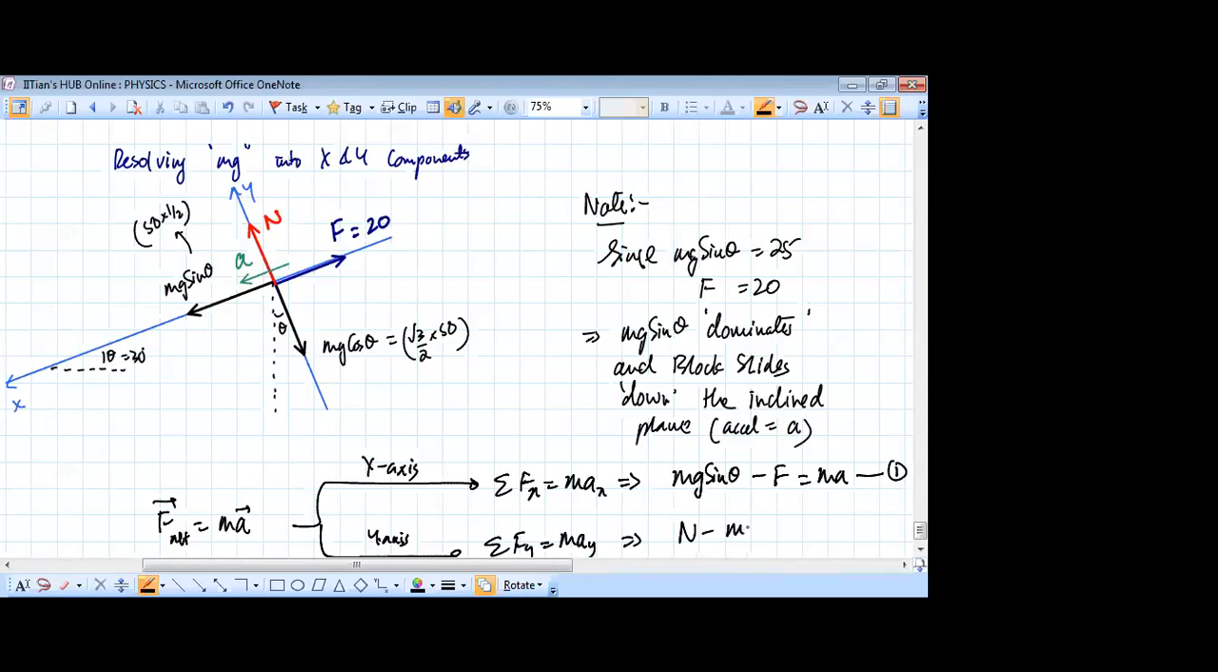And summation fy should be m into ay, but ay is 0. So this time n minus mg cos theta should be 0. That's my second equation. So from equation 1, we will get the magnitude of the acceleration.